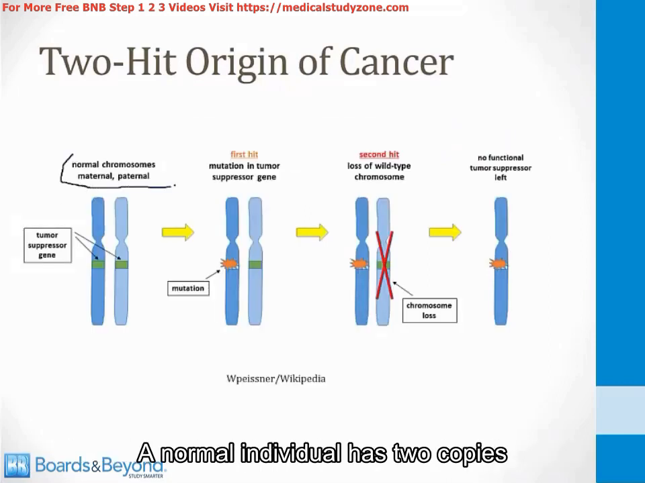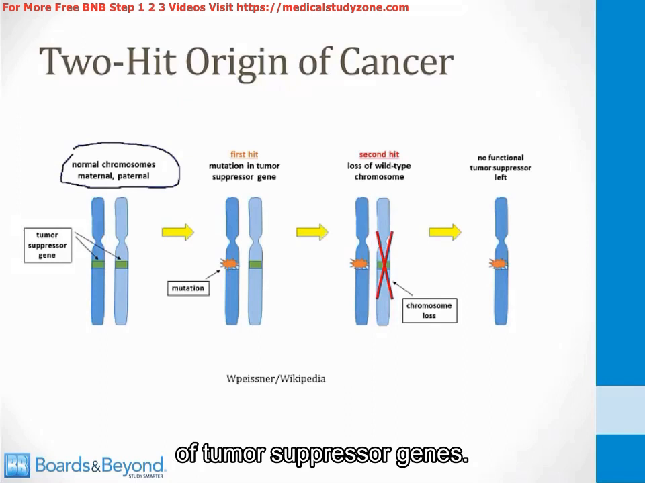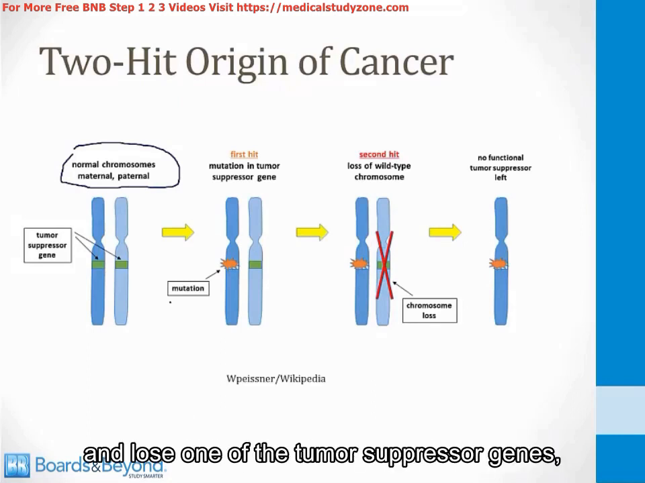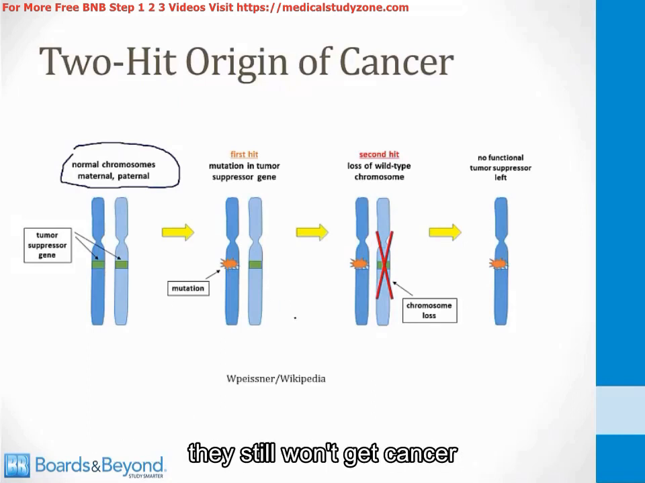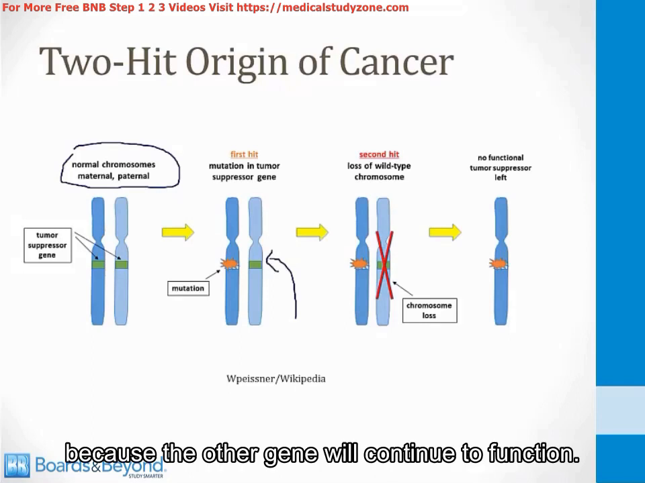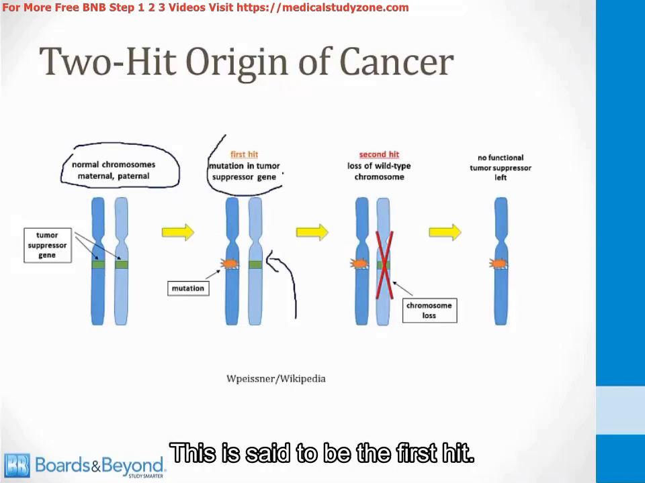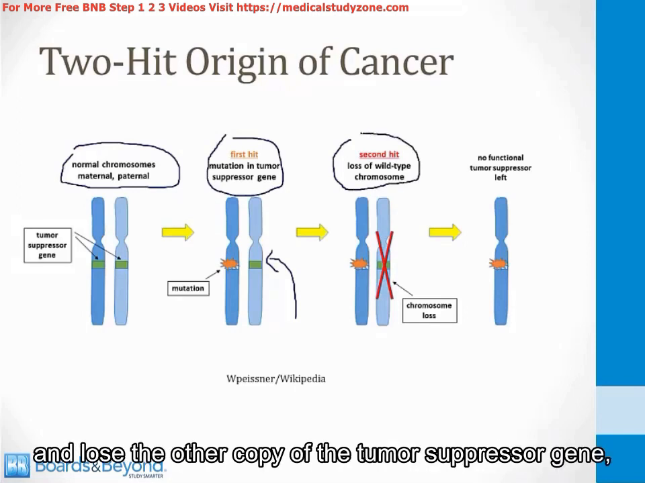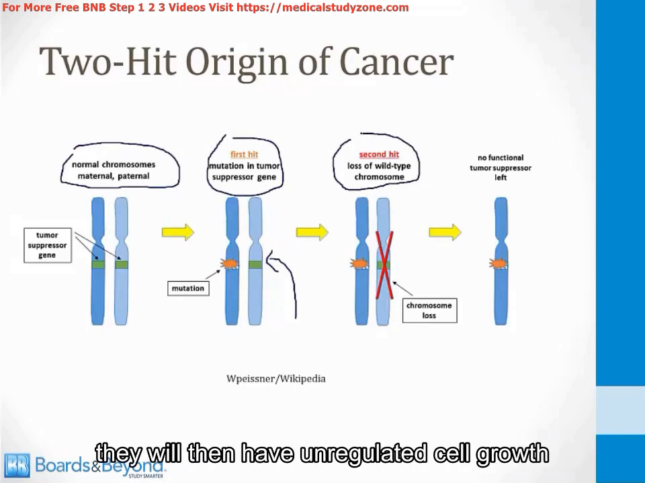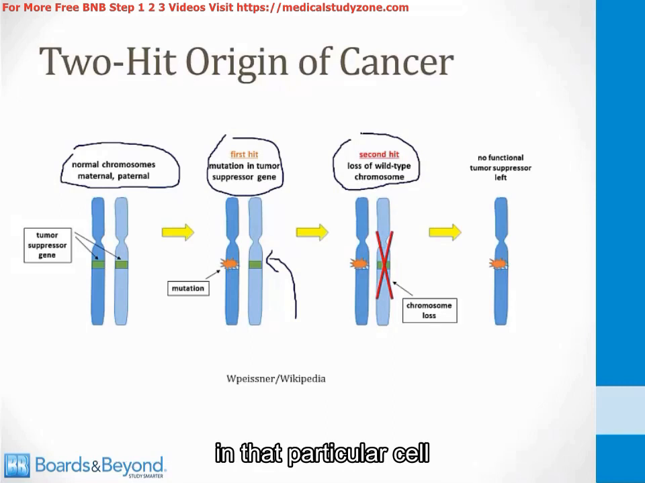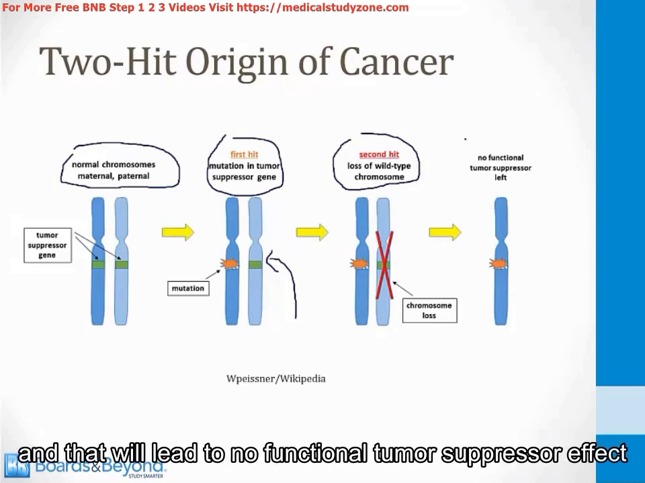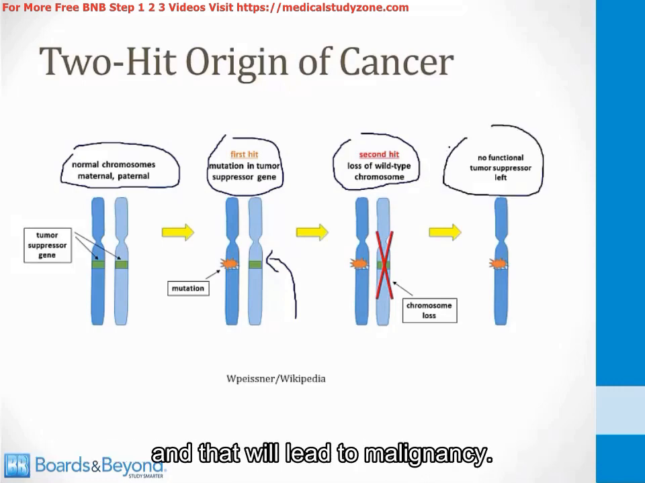A normal individual has two copies of tumor suppressor genes, one found on each copy of a homologous chromosome pair. If they develop a mutation and lose one of the tumor suppressor genes, they still won't get cancer because the other gene will continue to function. This is said to be the first hit. However, if they develop a second hit and lose the other copy of the tumor suppressor gene, they will then have unregulated cell growth in that particular cell that has lost both copies of the tumor suppressor gene, and that will lead to no functional tumor suppressor effect, and that will lead to malignancy.